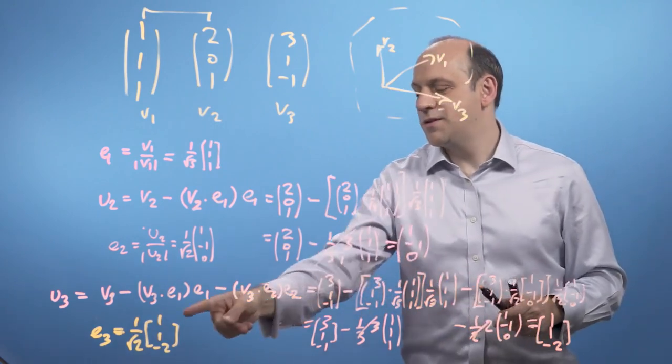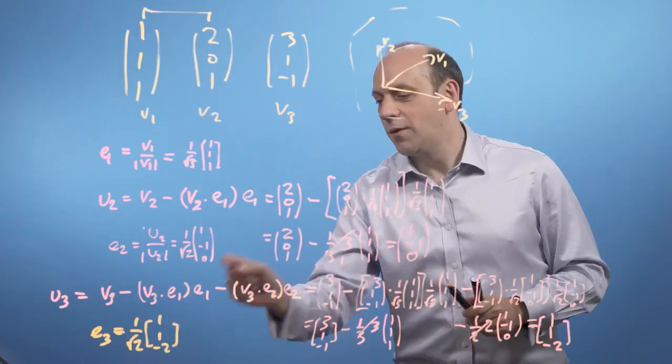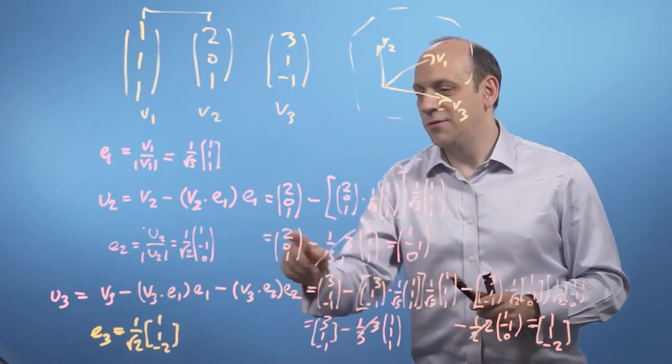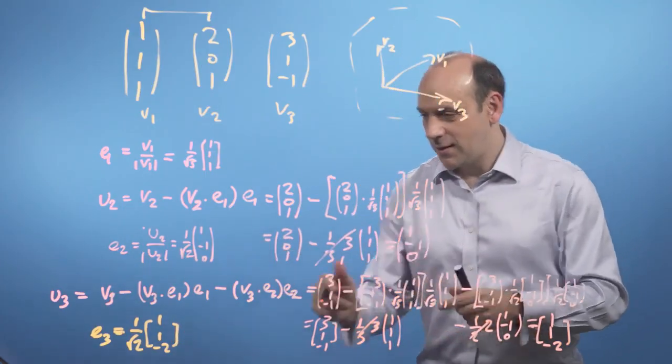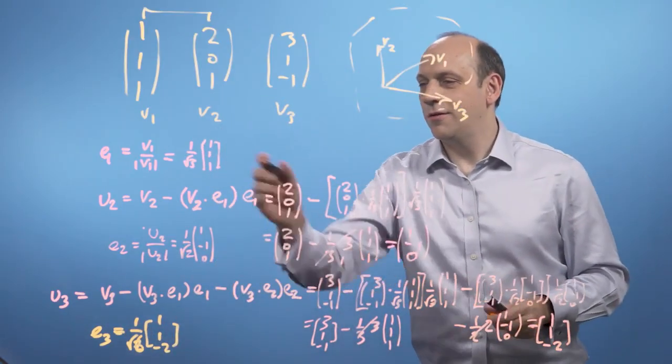Now let's just check. So 1, 1, minus 2 is normal to 1, 1, 0. It is normal to 1, 1, 1. Those two are normal to each other, so we have a normal basis set. Just need to make sure that's 1 over root 6. They are all of unit length.